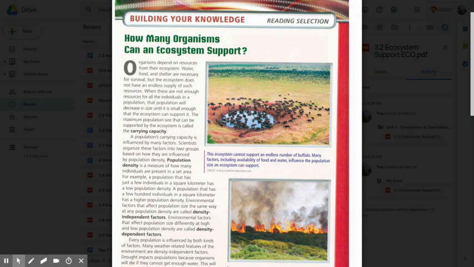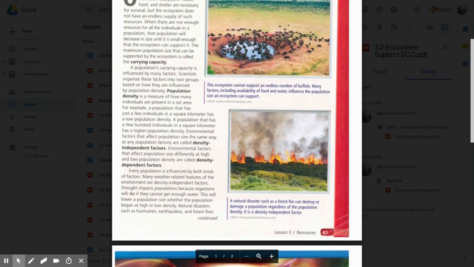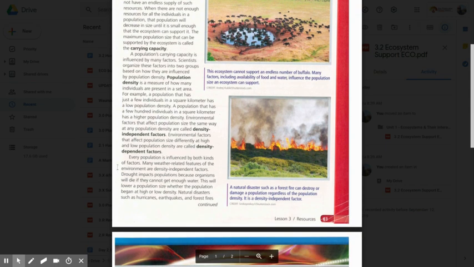Environmental factors that affect population size the same way at any population density are called density-independent factors. Environmental factors that affect population size differently at high and low population density are called density-dependent factors. Every population is influenced by both kinds of factors. Many weather-related features of the environment are density-independent factors.